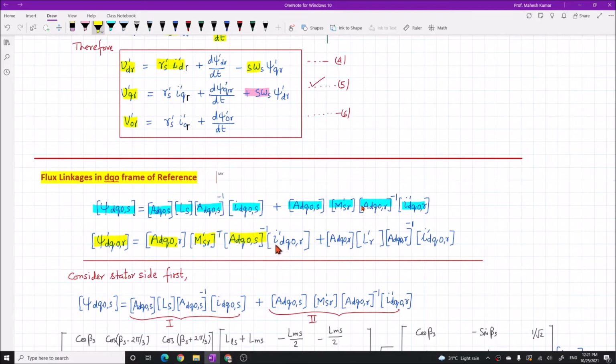Here it is IDQ0S, not R. Correct it. This is S, because we want to write similar terms at one place. And then we have the next term, that is IDQR dash with these matrices terms ADQ0R, LR dash and ADQ0R inverse.